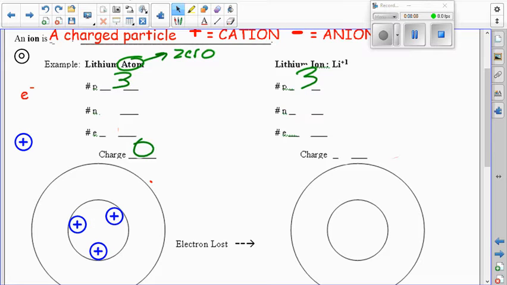Mr. Pilcher, exactly where should I put them? It doesn't matter. Just make sure they're on the inside circle, which represents the nucleus in these drawings. So I got my 3 protons there. I got 3 protons over here.